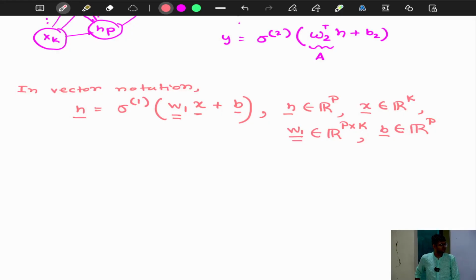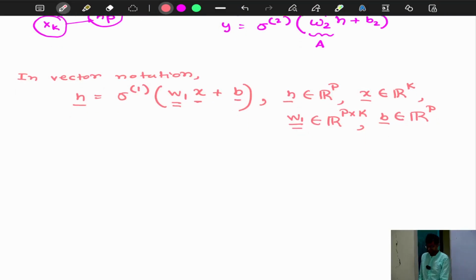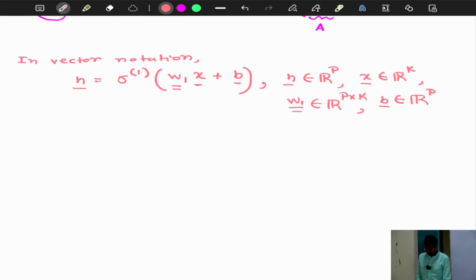W1 is P cross K. Then that is the W1 transpose. Why? Because P cross K times K cross 1 gives you P cross 1. What is W1 getting multiplied by? X, right? What is the dimension of X?